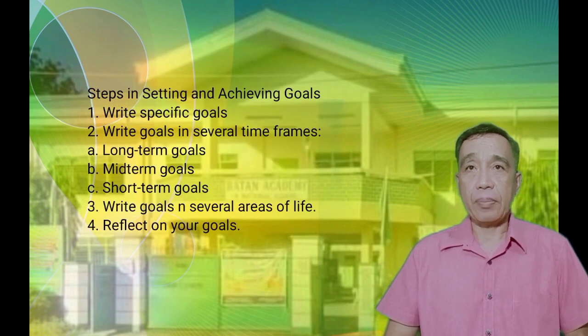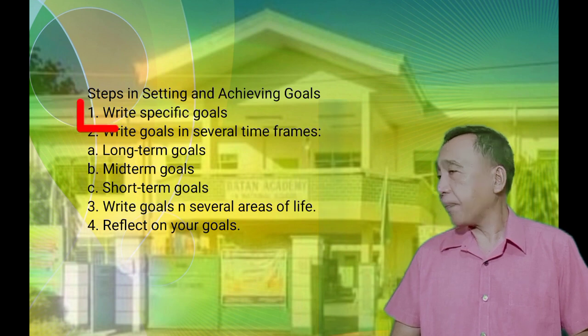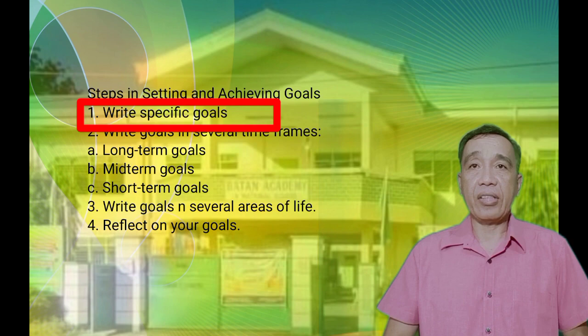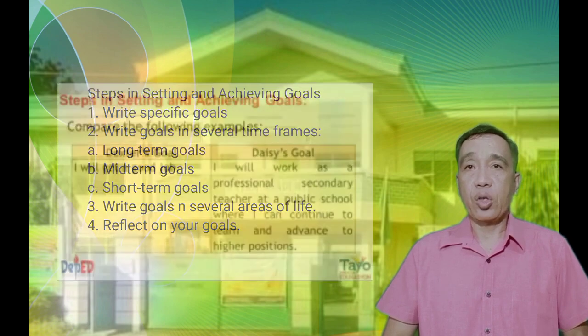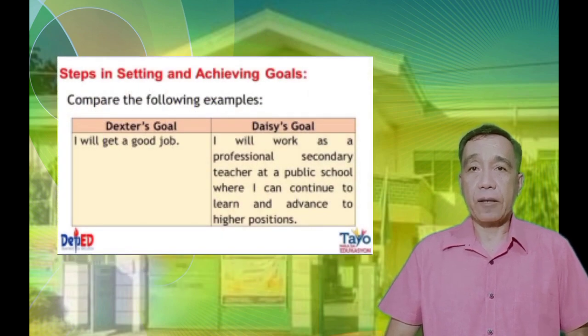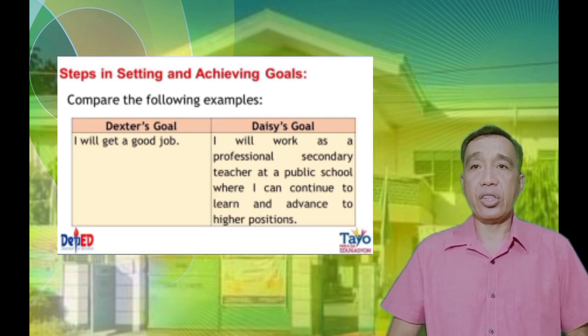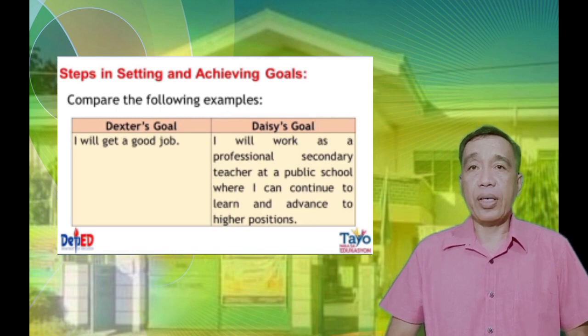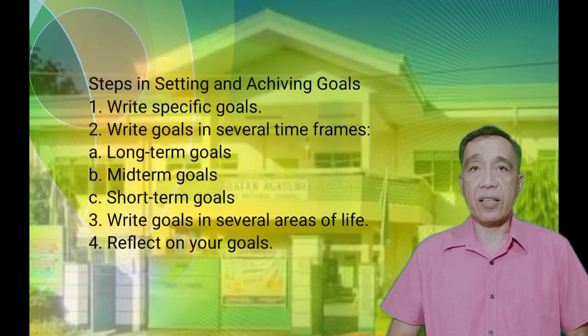So here are the steps in setting and achieving goals. Step number 1 is write specific goals. Your goals must be observable and measurable. Think of them as detailed results that you want to achieve. Compare the following examples. As you can see in the example, Dexter and Daisy had the same intention of getting a job, but Daisy stated her goal more specifically. Daisy came up with a clearer set of actions and would most likely achieve the result.